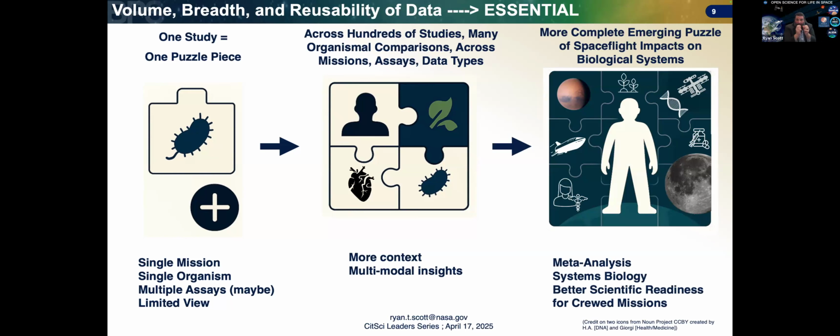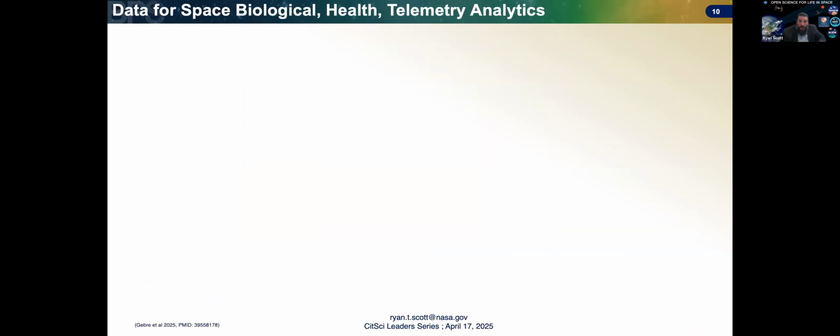And really the thing that enables this is quality data, number one, but also the volume, breadth, and reusability of the data. And reusability is just so essential. Then you can do meta-analysis and systems biology, and all of this is contributing to better scientific readiness for crewed missions to extend humanity to become multiplanetary.